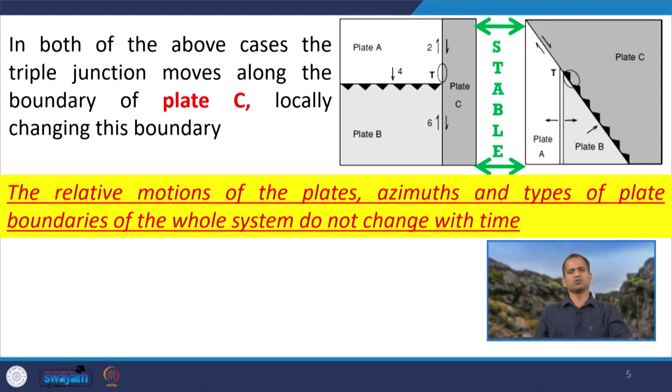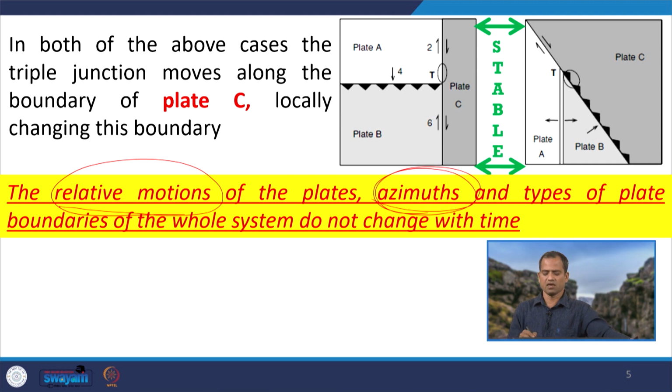Now, how can you say which one is stable? Stable means the relative motion of the plates, the azimuth, that is the orientation of the boundary, and the type of plate boundaries of the whole system do not change with time. That means, if you see here, two configurations are given. In the first case, this is a transform fault, this is a trench. So, here it is an FFT triple junction: this is F, this is F and this is T, FFT triple junction.